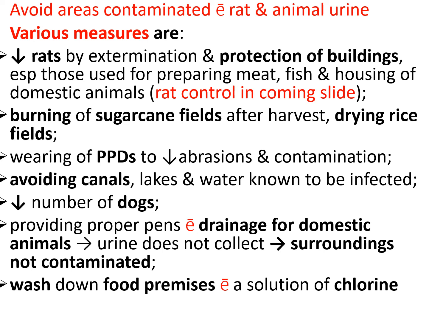Wearing PPE, personal protective equipment, to decrease abrasions and contamination. Avoiding canals, lakes, and water known to be infected. Decrease the number of dogs. Providing proper pens with drainage for domestic animals so urine does not collect. This will lead to surroundings not being contaminated. Wash down food premises with a solution of chlorine.